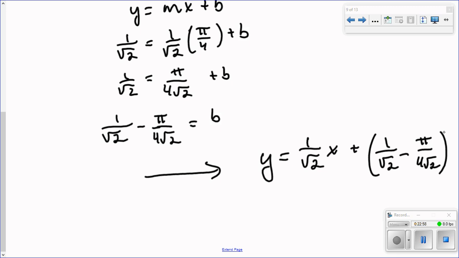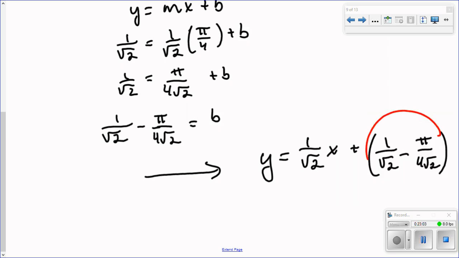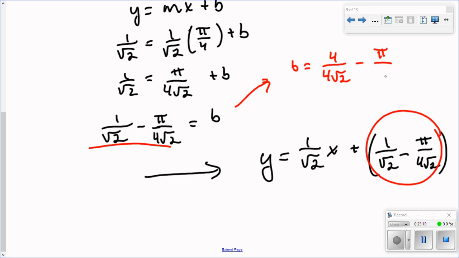I think I've seen different solutions just before we're done with this one, different solutions dealing with this expression here. We could simplify that with a common denominator. My b could be 4 over 4 root 2 minus pi over 4 root 2, and write that as 4 minus pi over 4 root 2. So this could replace this in here, and that's just writing that expression as a common denominator.